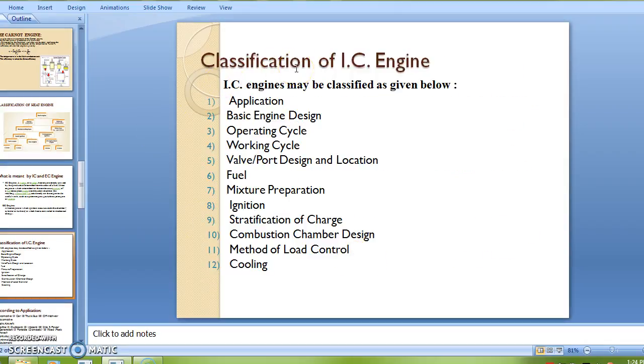First we will see classification of IC engine. This IC engine is classified according to: application, basic engine design, operating cycle, working cycle, valve and port design and location, fuel, mixture preparation, ignition, stratification of charge, combustion chamber design, method of load control, and cooling.